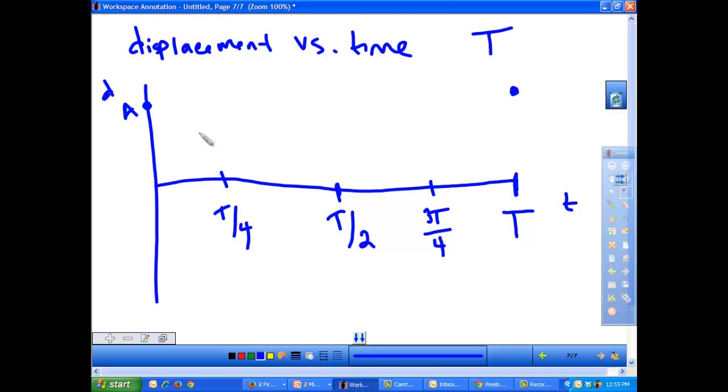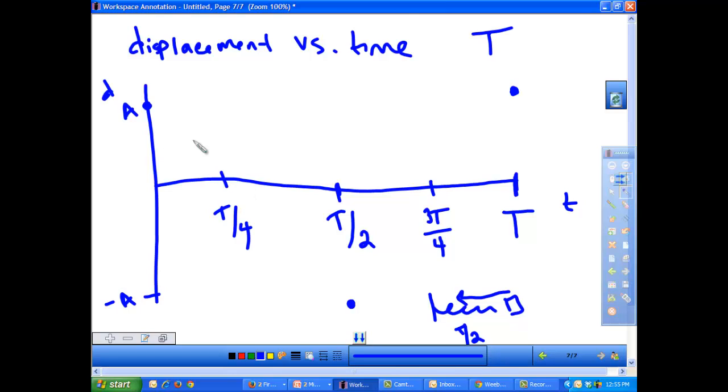Halfway through the cycle, let's think about what's happened. Here's your spring, here's your block out here. Once it's maximally compressed here, that's when it's gone through half of its cycle. So that will be down here at a negative amplitude.